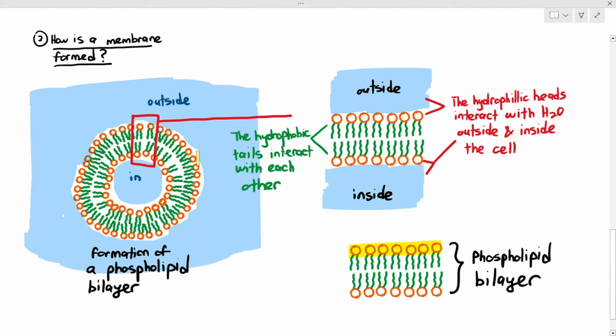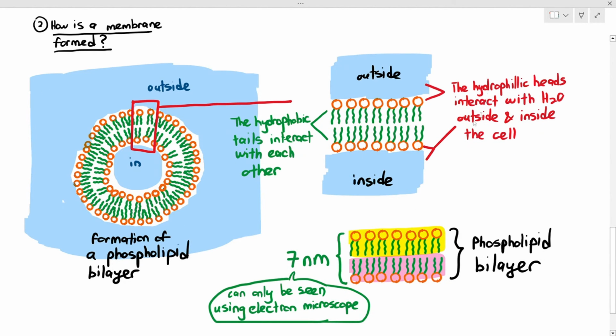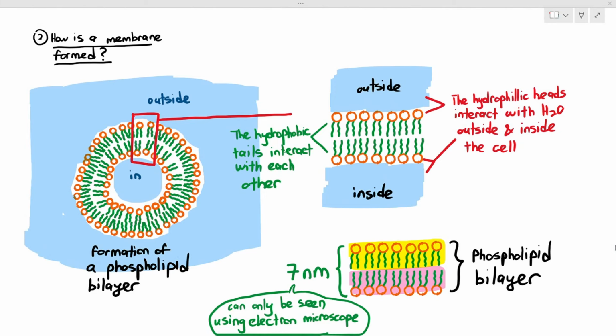The reason why we call it a bilayer is because there are two layers of phospholipid, one which I've highlighted in yellow and one which I've highlighted in pink. And you must also know that the phospholipid bilayer, which is the basis of all cell membranes, is only about 7 to 8 nanometers wide. This tells us that the cell membrane can only be seen using an electron microscope, because the light microscope is unable to visualize or resolve anything smaller than 200 nanometers. So these are all revision for chapter 1.